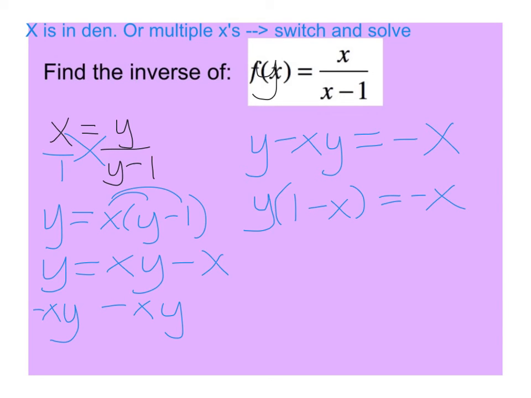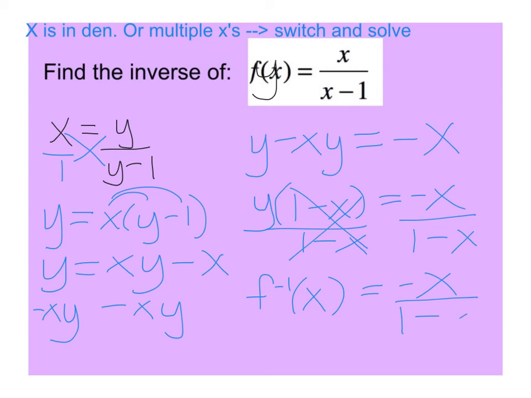We've now succeeded in having only one y in the equation, so to get that y by itself, we need to do the inverse operation. Y is being multiplied by 1 minus x, so we need to divide by 1 minus x. And to maintain equality, we do the same thing on both sides. So we have succeeded in getting y by itself. The last step is to use the correct notation to show that it's the inverse of f of x. And that will be your final result.